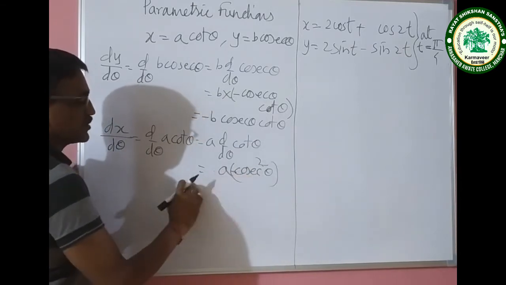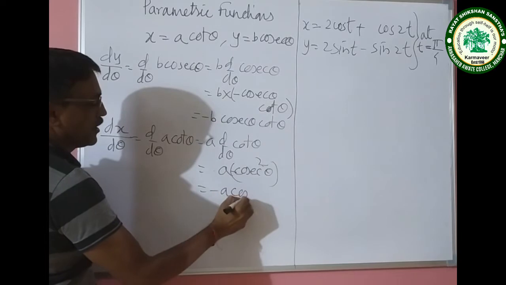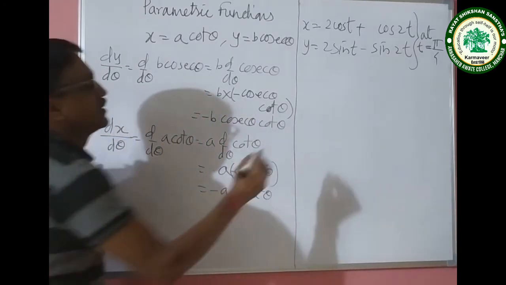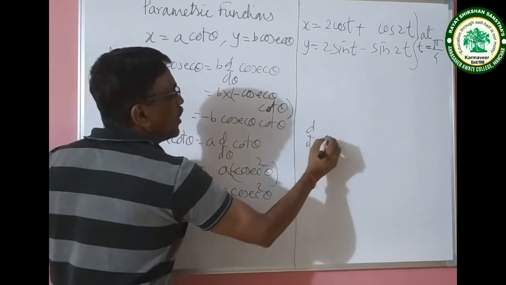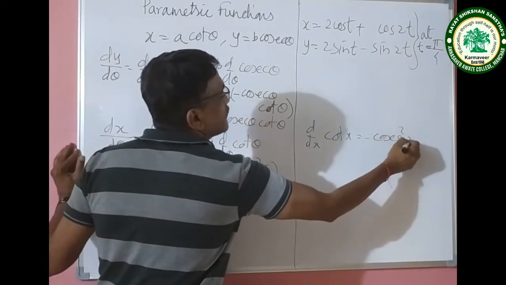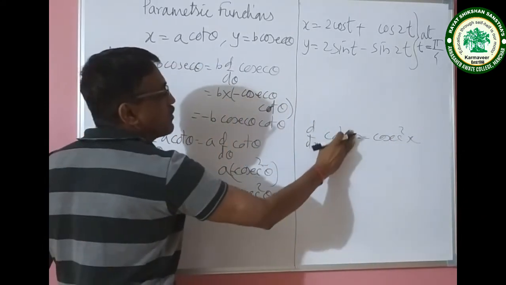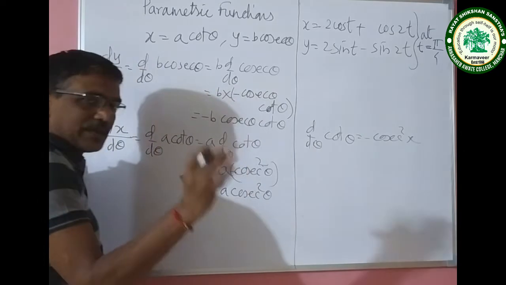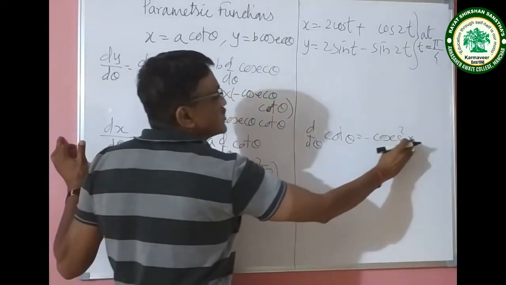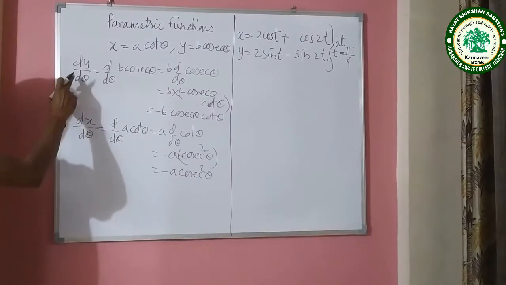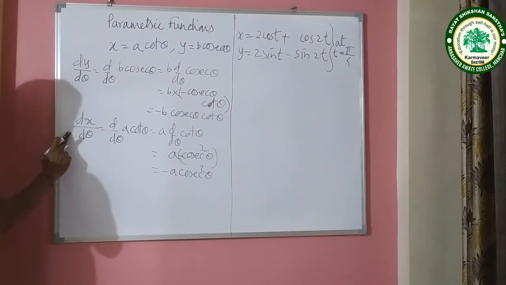Take this minus sign outside. So minus a cosec square theta. Why? See, derivative of cot x is minus cosec square x. So derivative of cot theta with respect to theta, only the variable is changed. It is minus cosec square theta. We have found both the derivatives.